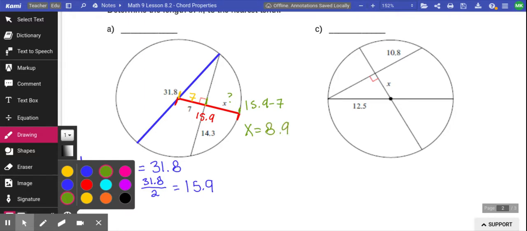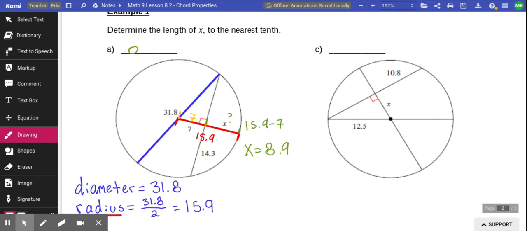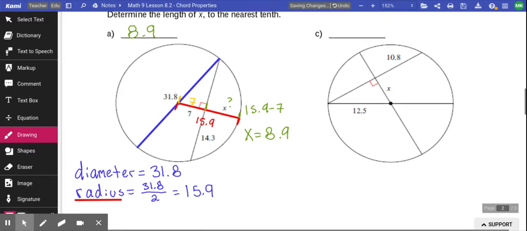So that is a question where we're using our knowledge of diameter and radius to figure out the missing part. There are other ways to do that question, like Pythagorean theorem and stuff like that. And if you use one of those methods on your own before me and you got it right, that's fine, as long as you got 8.9. Wonderful. Let's look at the question right next to us.